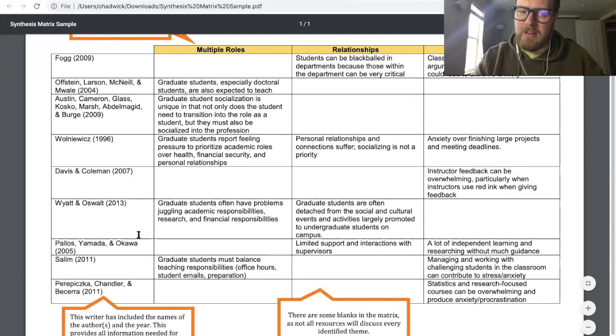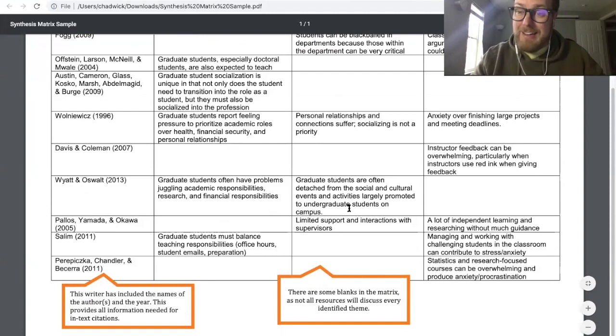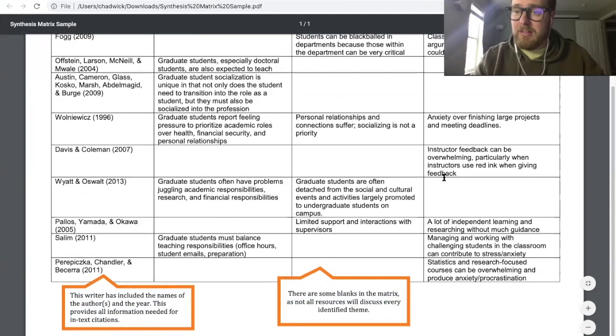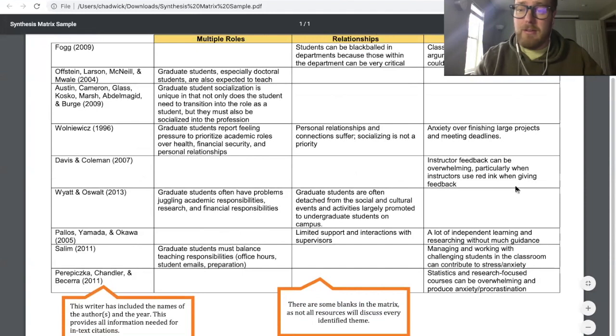But you can fill this in as you go, source by source, till you end up with this lovely beginnings of what could become an outline. So the writers included the names and the authors and the years. You might include more. I'm going to ask you to include the title too. There are some blanks. Remember, not every source has to cover all the topics. Some sources may be good for one part of the paper and one part only.